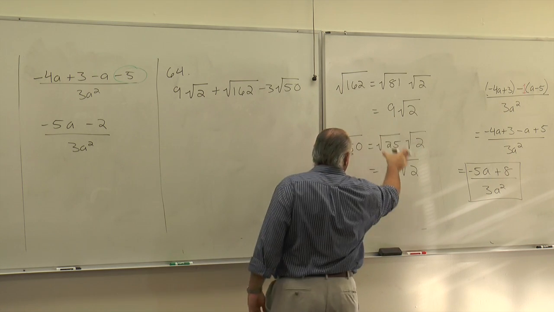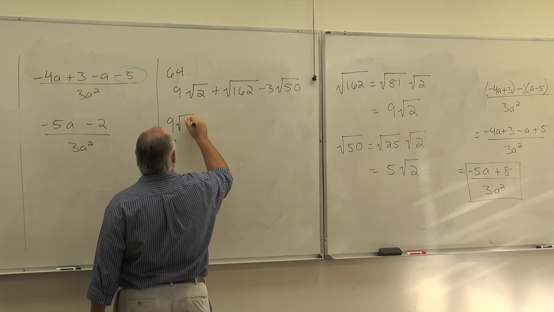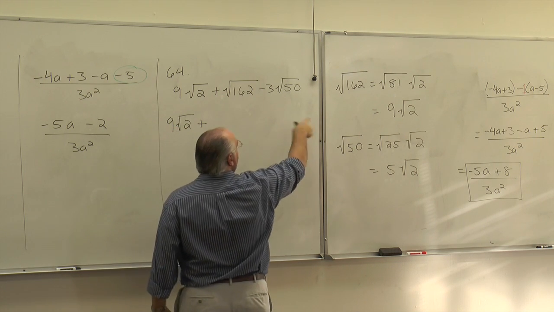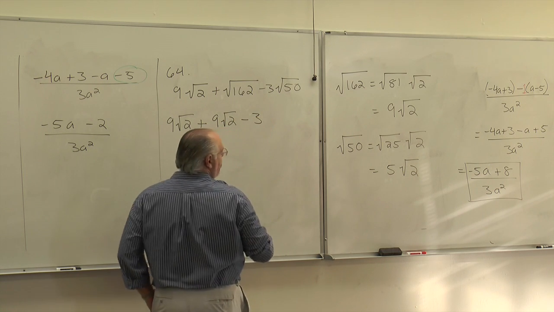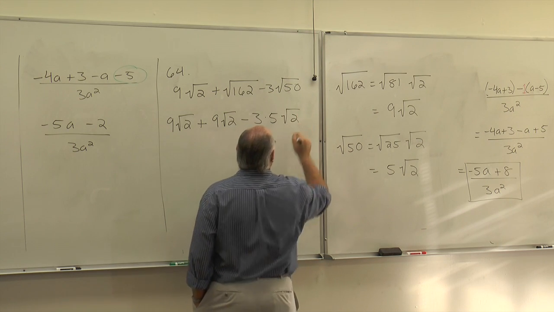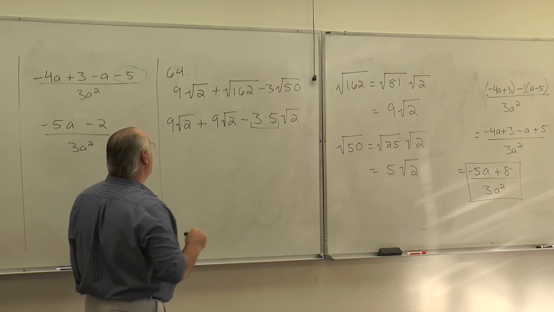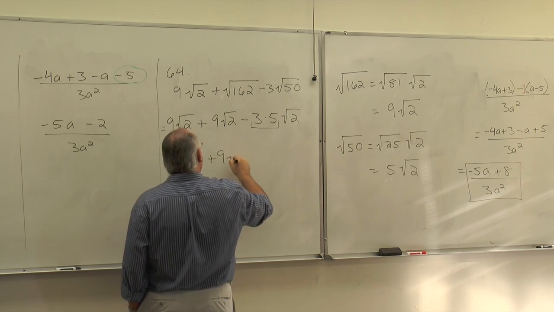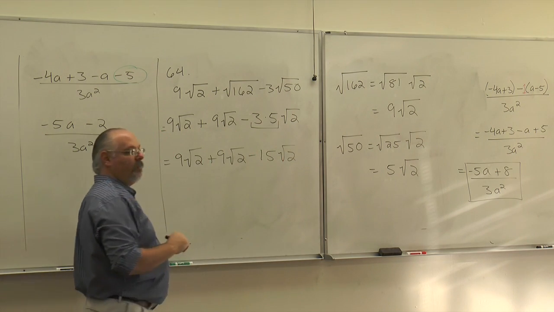So now I'm going to take those, and I'm going to put them back in here. So this is 9 times the square root of 2, plus, here there was no coefficient, so this is easy. Square root of 162 is 9 times the square root of 2 again, minus 3 times square root of 50 is 5 times the square root of 2. So I do have a little bit of arithmetic to do there. I have to multiply first. So this is 9 times the square root of 2 plus another 9 times the square root of 2 minus 15 times the square root of 2.